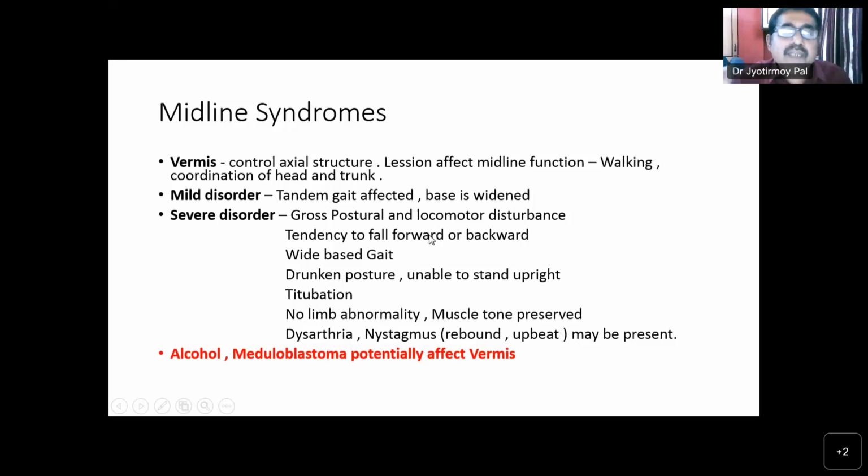Remember, in a hemispheric lesion, there is a tendency to fall towards the side of the lesion, that means laterally. But in a vermis lesion, there is a tendency to fall forward or backward. The gait will be wide-based, with a drunken posture, unable to stand upright, but no limb abnormality, no tremor, muscle tone will be normal, no dysarthria, and nystagmus may or may not be present. So this is the midline syndrome, which happens particularly in medulloblastoma and chronic or acute alcoholism.